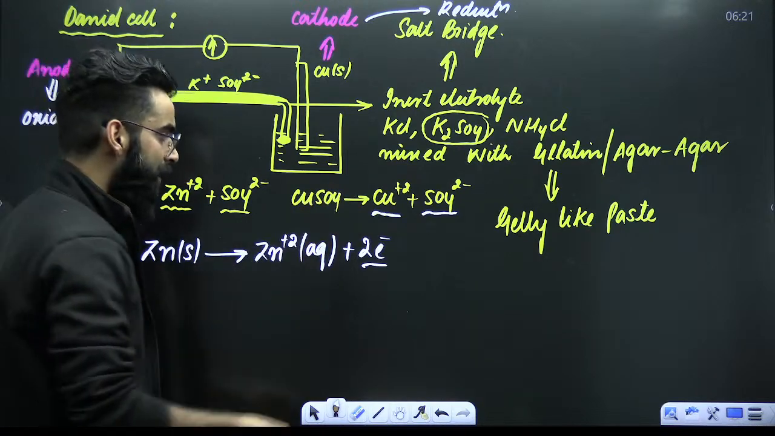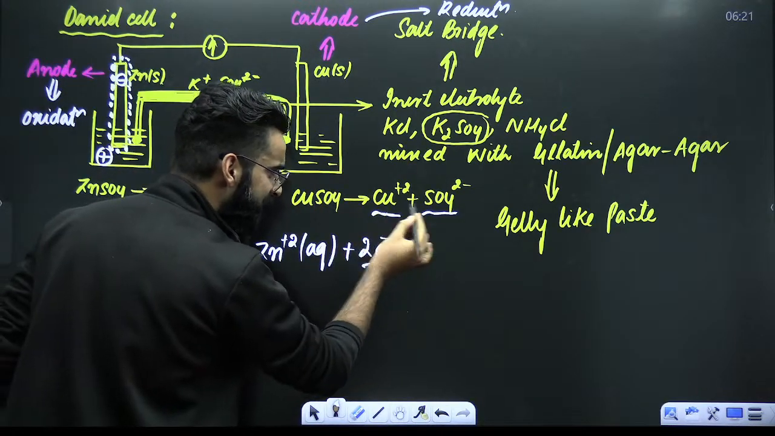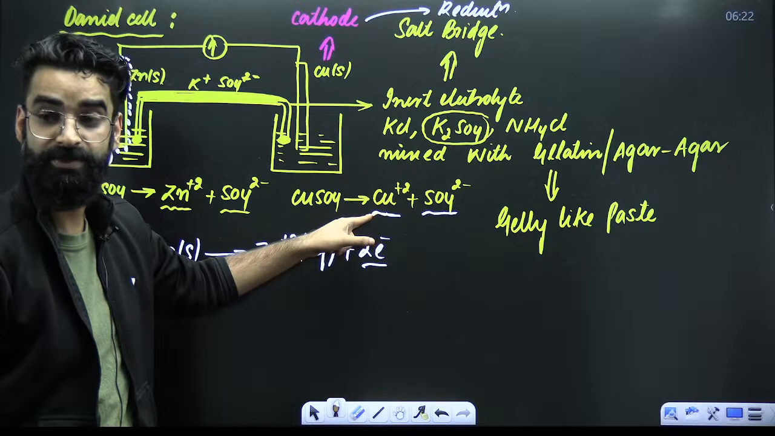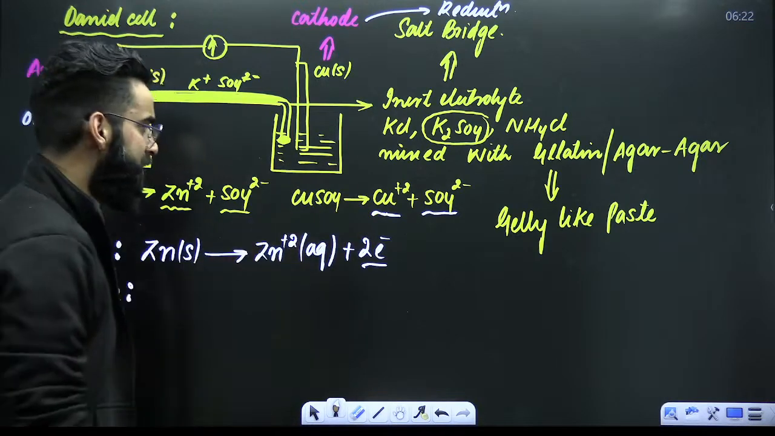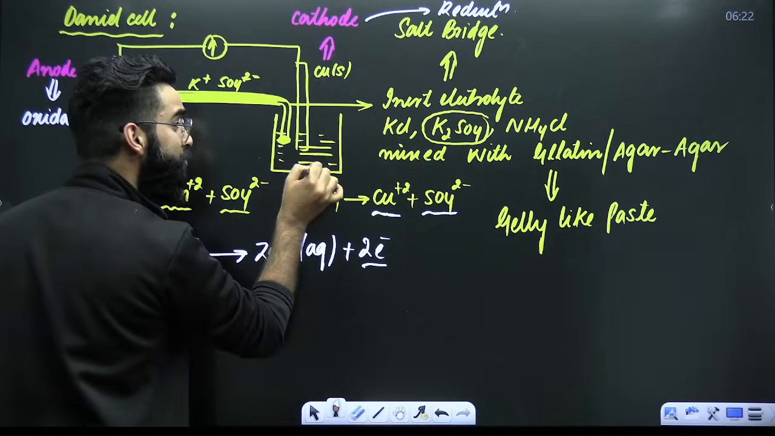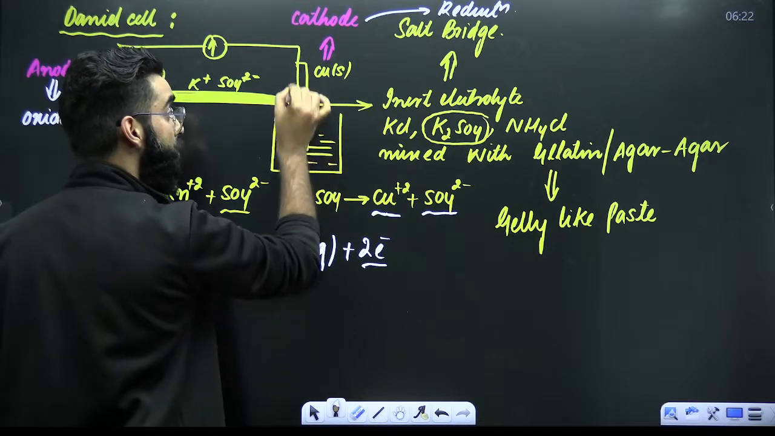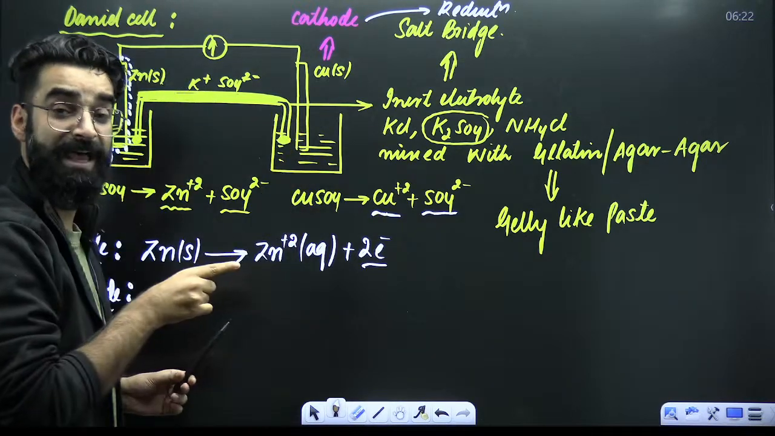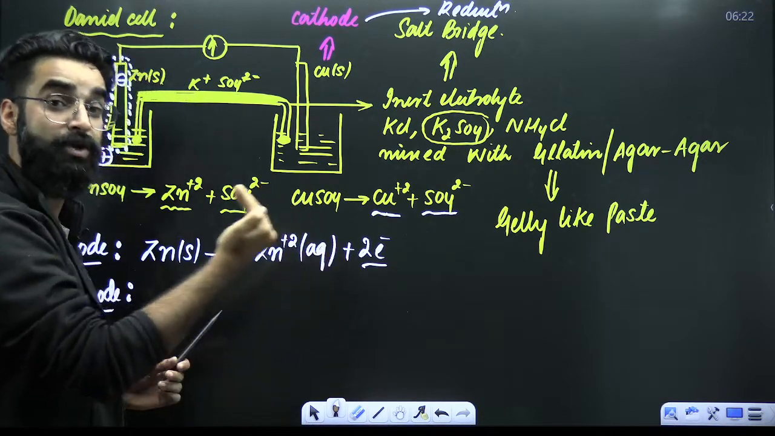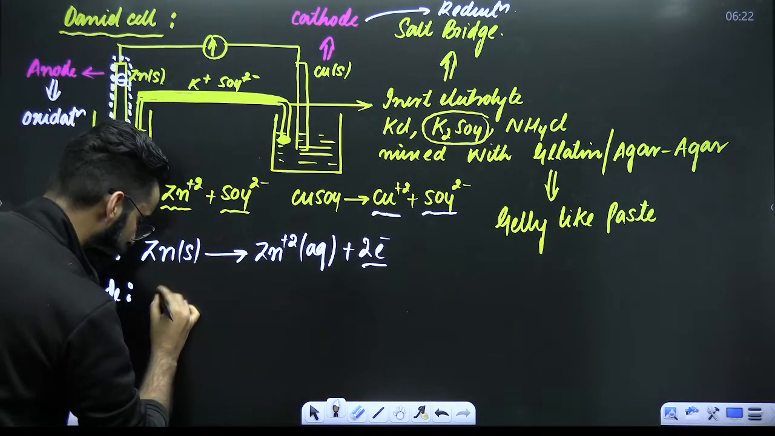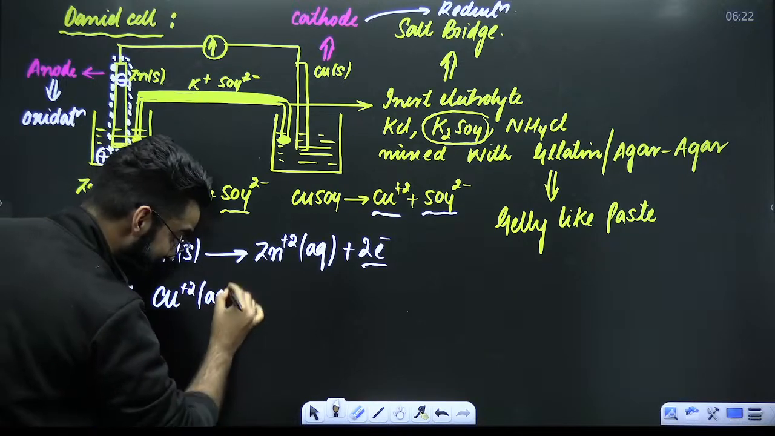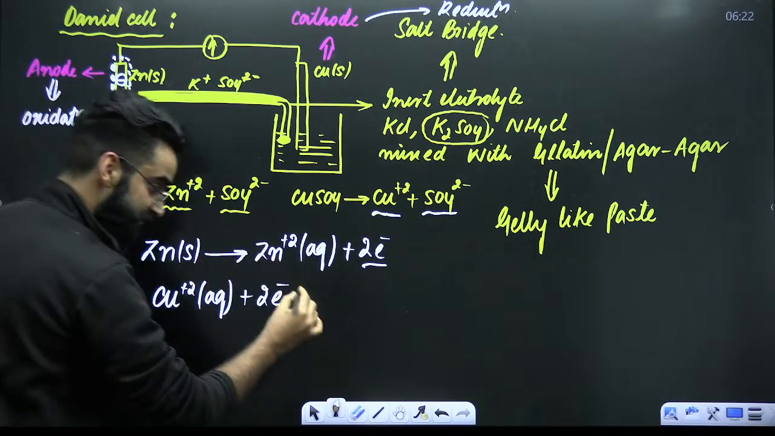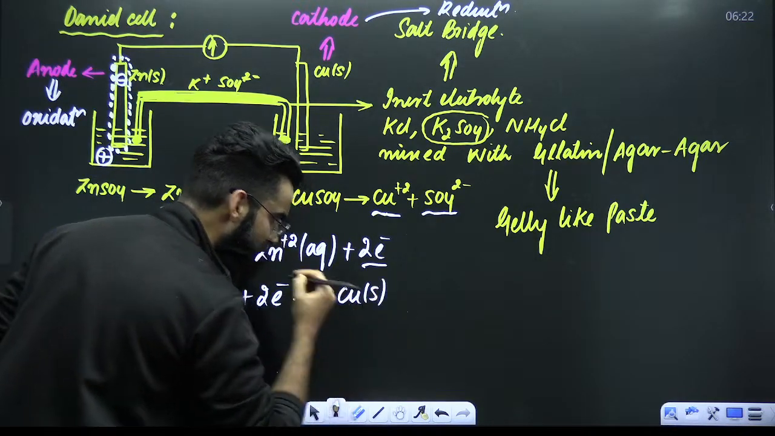Now what's going to happen? My dear students, between copper dipositive and SO4 dinegative, which one is electron deficient? Is it copper dipositive? Absolutely. So the copper dipositive in the solution is going to collide with the rod. This copper dipositive, which collides with the rod, is going to take two electrons from the rod. The copper dipositive aqueous, which was there in the solution, takes two electrons from the rod, and when it does, it gets converted into copper solid.